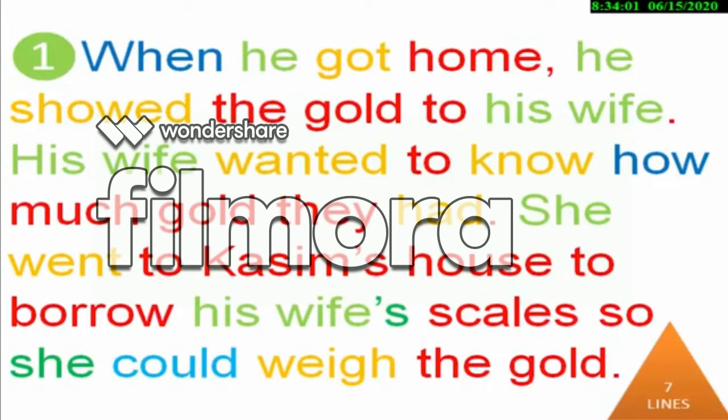So here we will use the cause and consequences tool. We say "that's why", ولهذا السبب. Which reason? The reason is the need to weigh the gold. That's why Ali Baba's wife asked for Qasim's wife's scales.